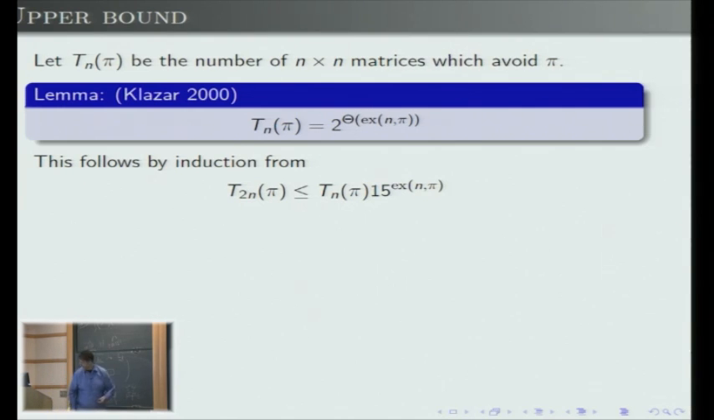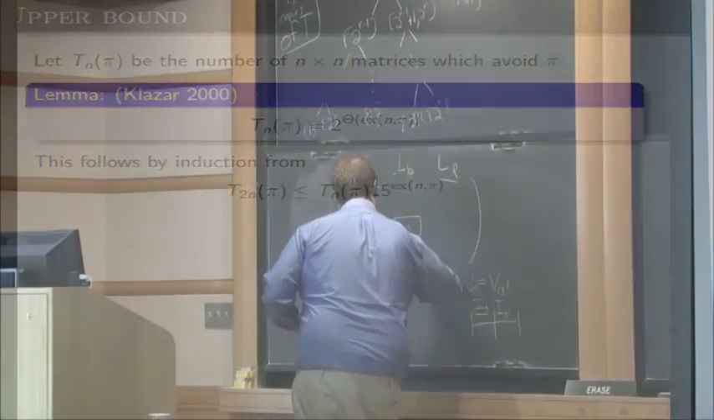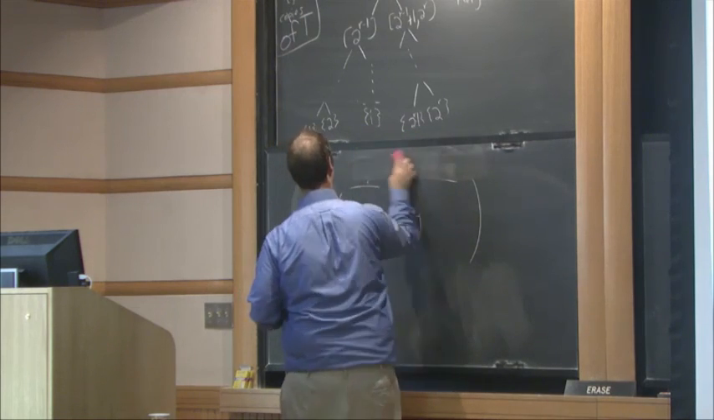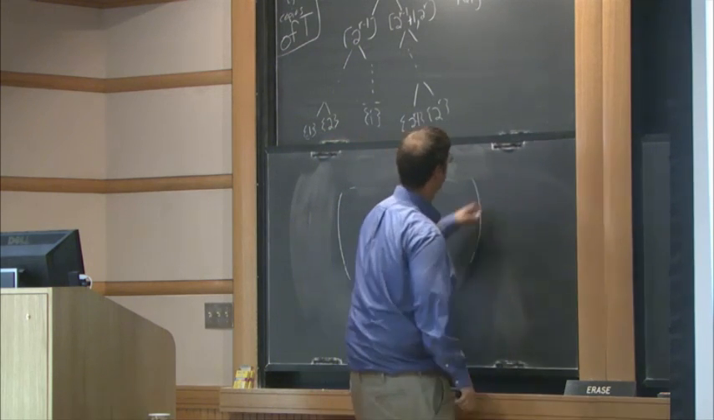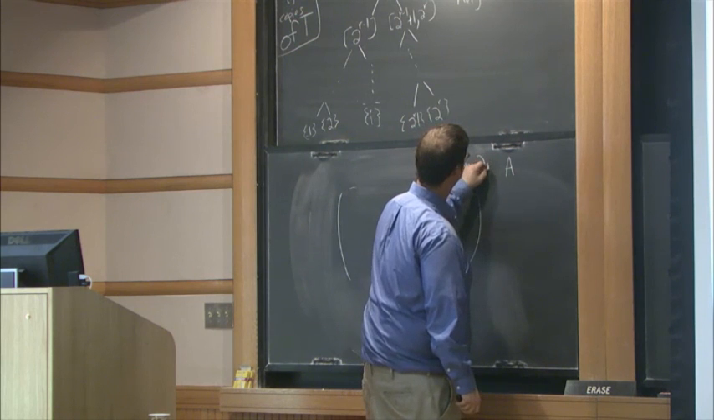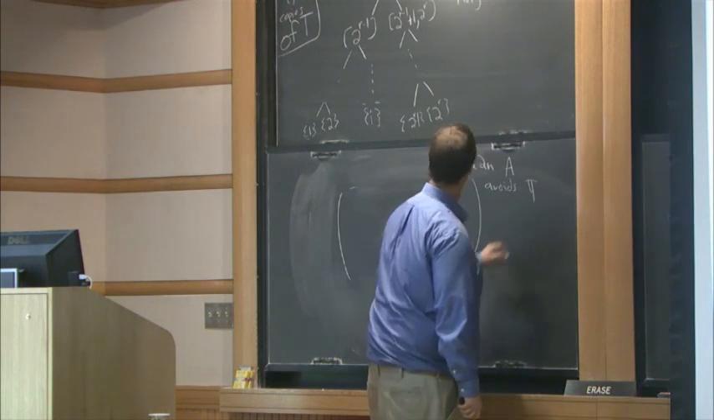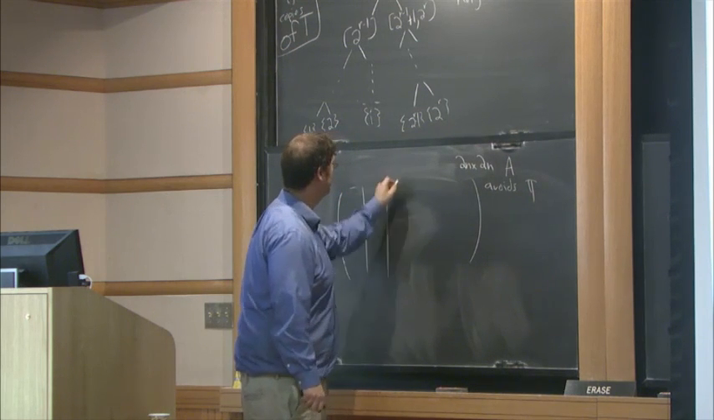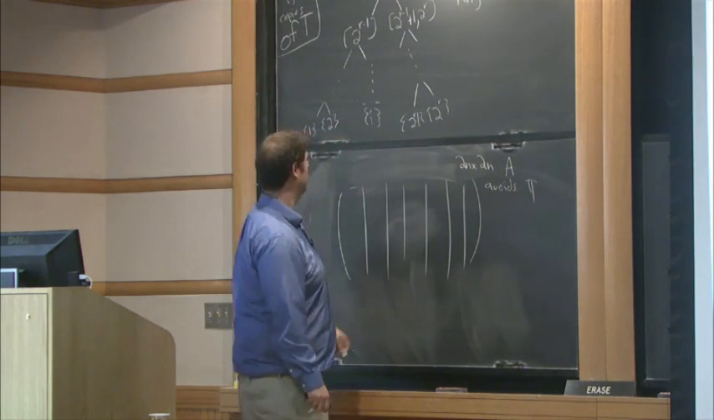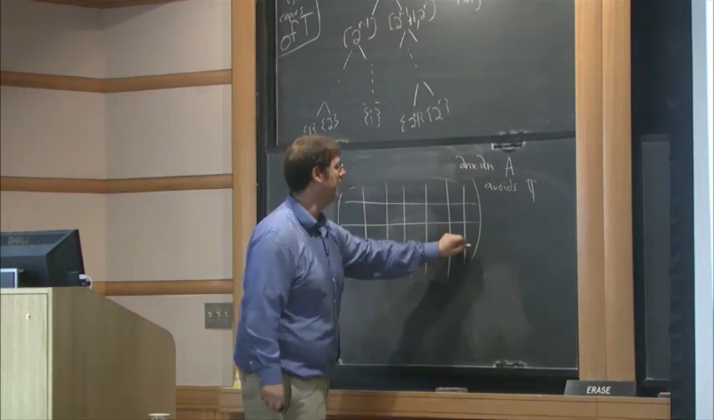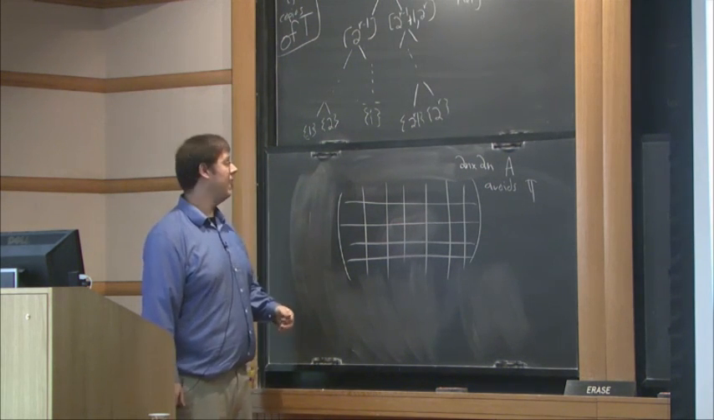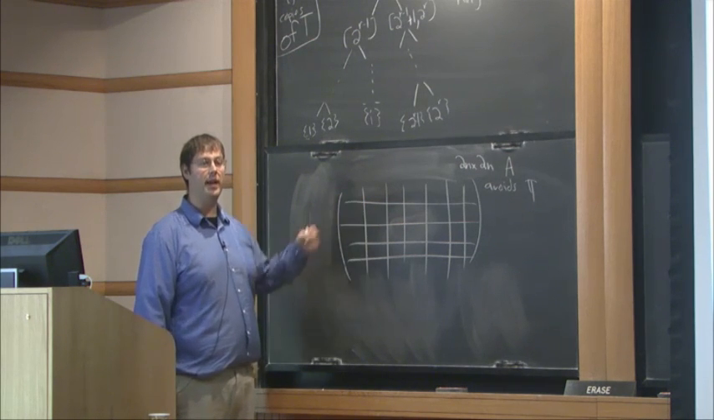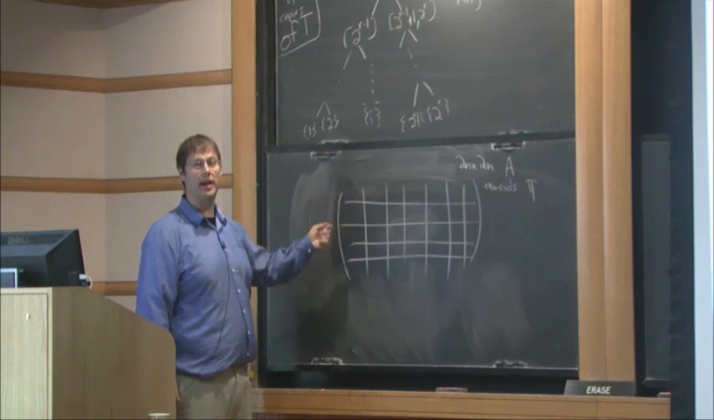And why is this? So let's look at a 2n by 2n matrix, which avoids π. We'll call it A. So it's 2n by 2n, and it avoids π. You can partition the columns into n intervals of length 2, and you can partition the rows into n intervals of length 2. And so you get these 2 by 2 blocks, and you get an n by n matrix if you contract the intervals of rows and columns.